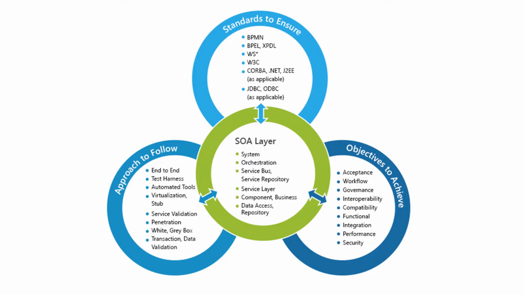The next component is objective to achieve. What things need to be achieved using service-oriented architecture? They should have acceptance, workflow, governance policy, interoperability, compatibility, functional integration, performance, and security. All these are objectives that need to be achieved by service-oriented architecture.